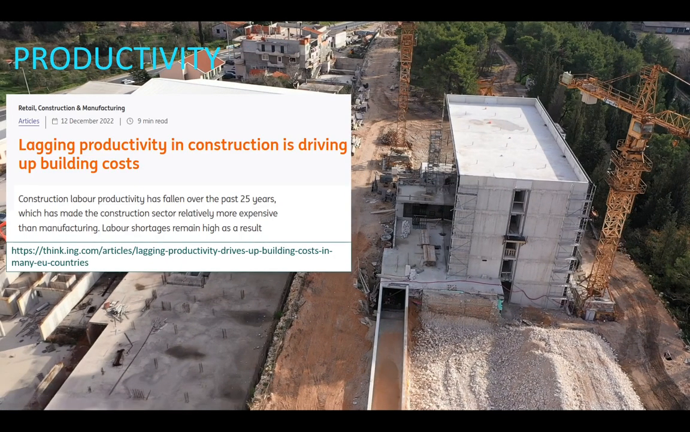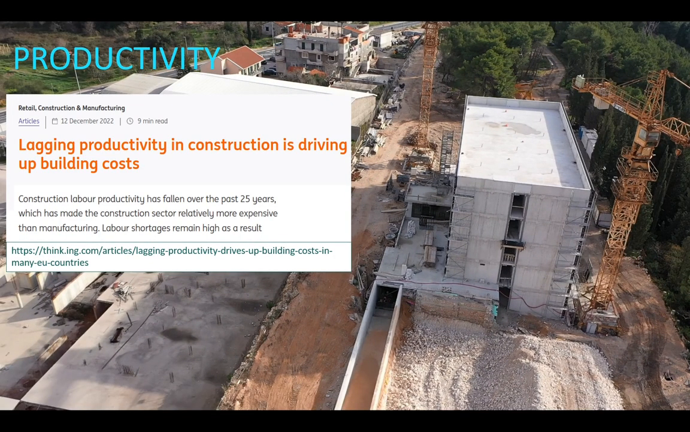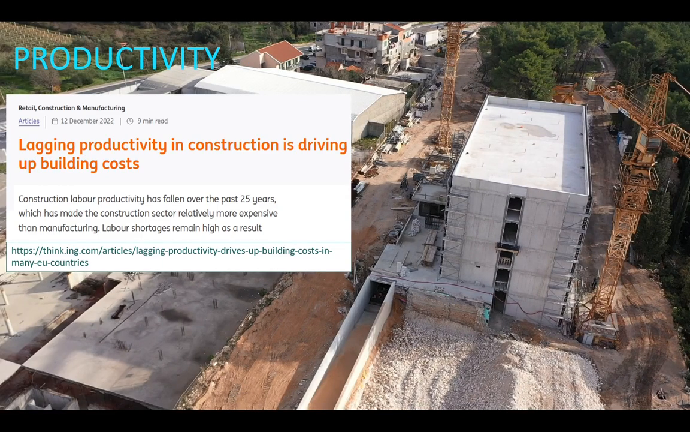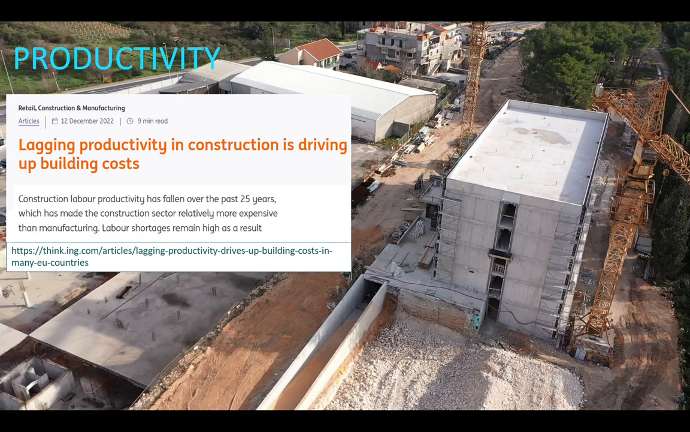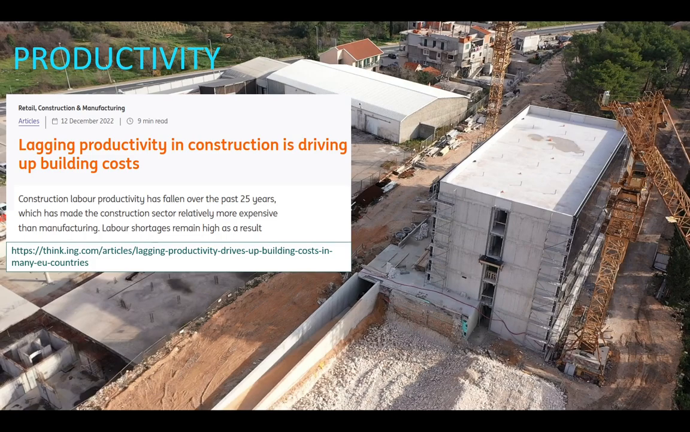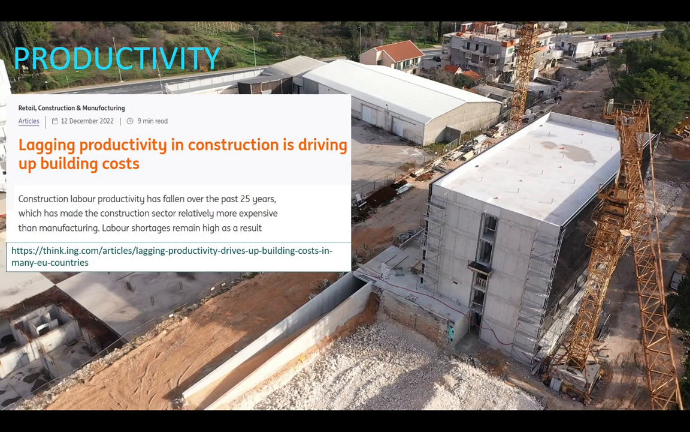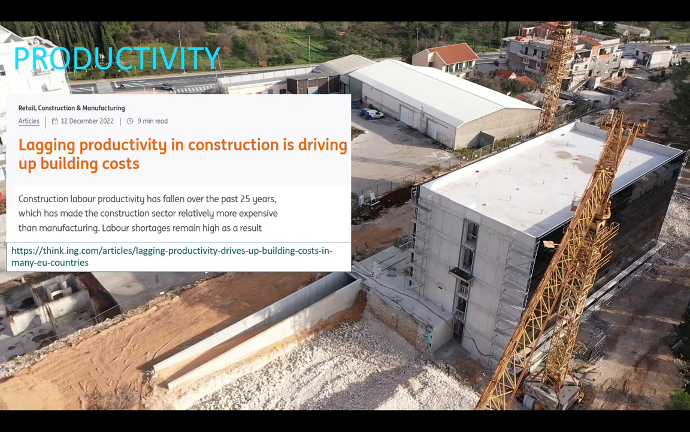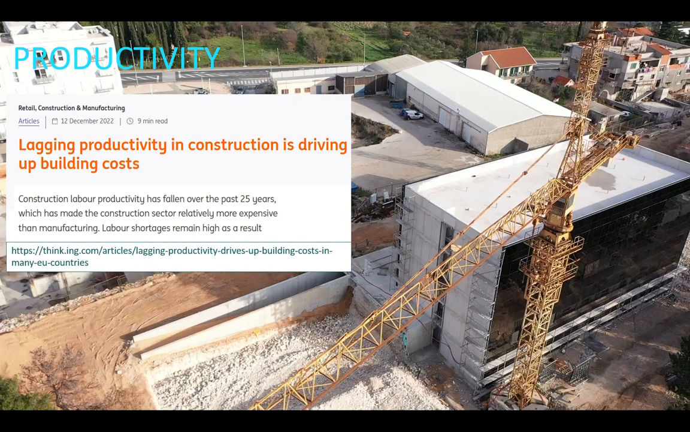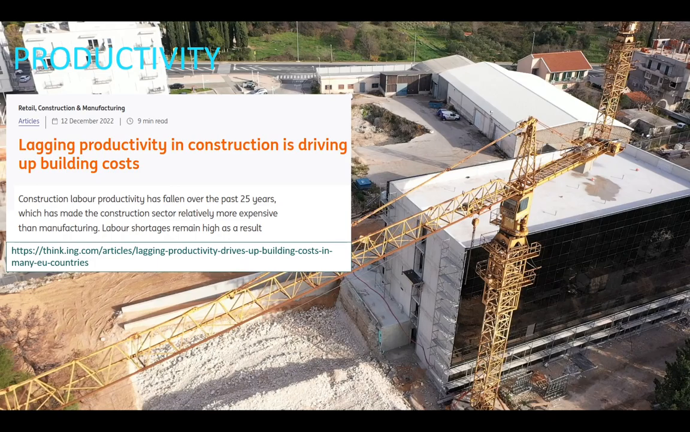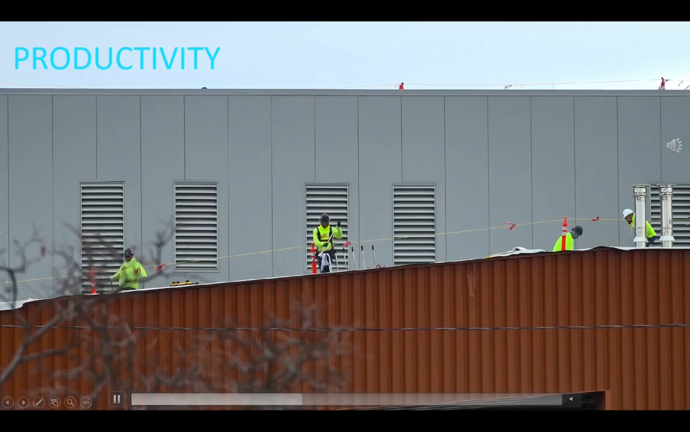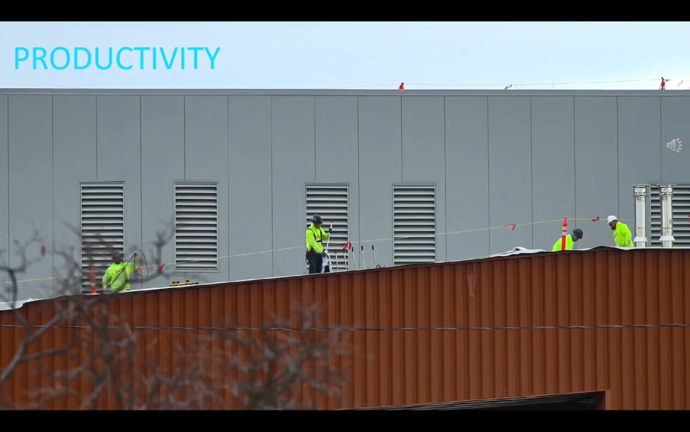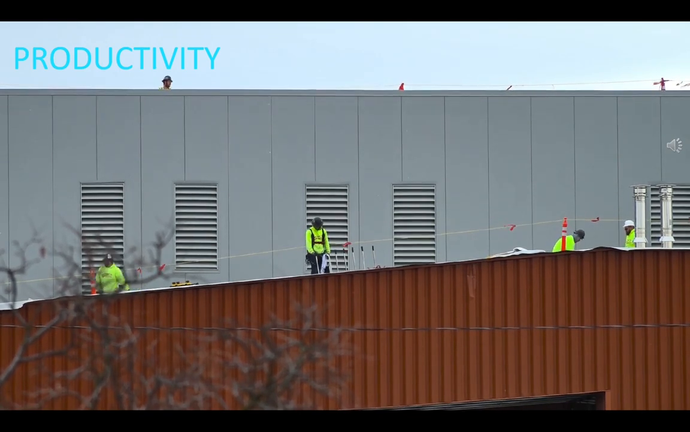So the construction labour productivity has fallen over the past 25 years, and other studies say actually it's been falling over the last 50 years. But this has made the construction sector relatively more expensive than manufacturing, and labour shortages remain quite high. So obviously, less productivity will result in higher costs. This is an interesting article, and I recommend you have a little read through it. The link will be on Brightspace, but I'm just taking a snapshot of one of the issues that are relevant to us.